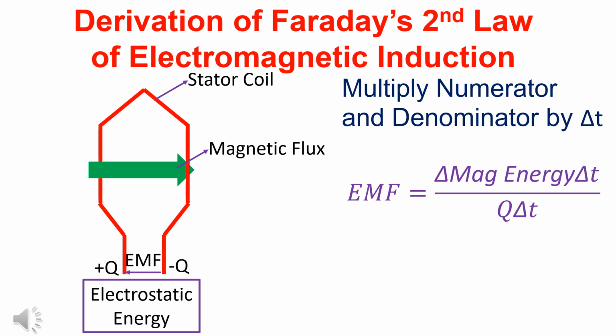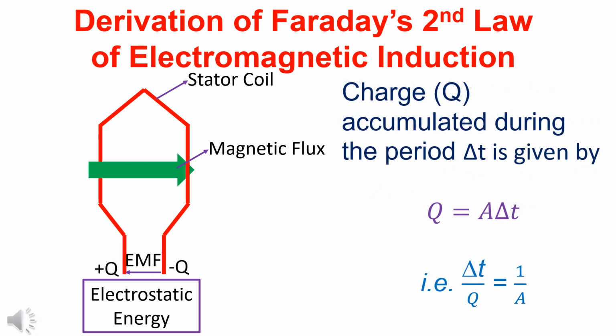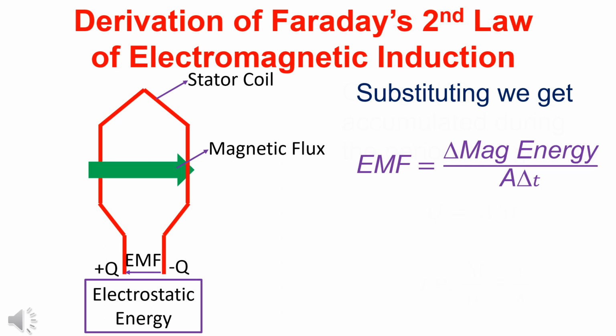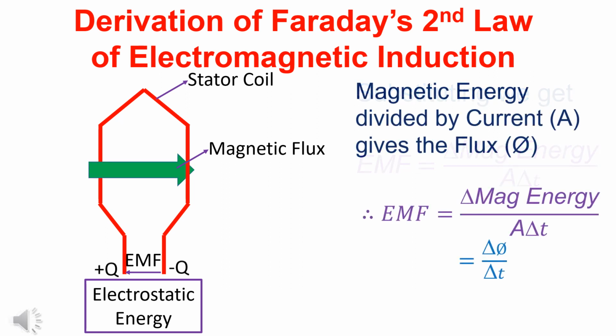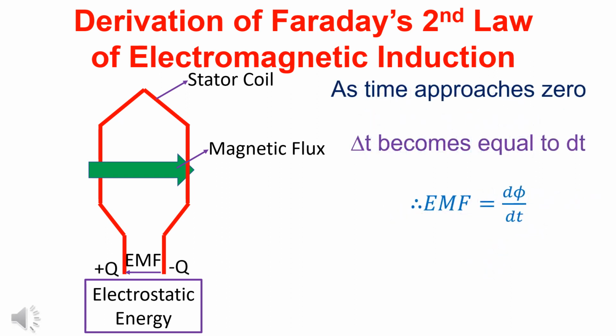Let us multiply numerator and denominator by delta T. Q is equal to A delta T. That is, delta T by Q is equal to 1 by A. Hence, EMF is equal to delta mag energy divided by A delta T. Flux is equal to magnetic energy divided by current A. Therefore, EMF is equal to delta phi by delta T. As time approaches zero, delta T becomes equal to dt. Hence, EMF is equal to d phi by dt.